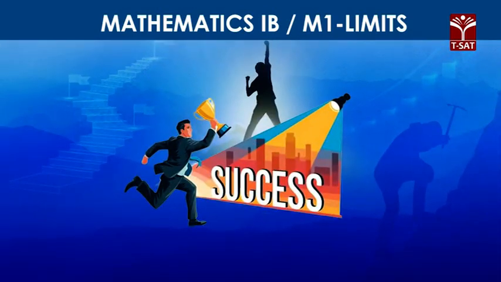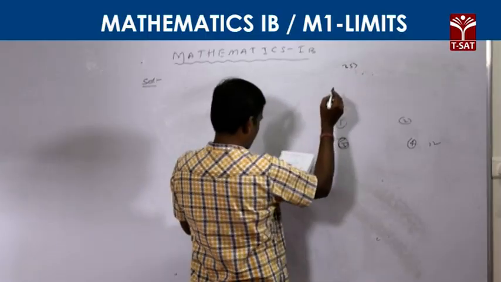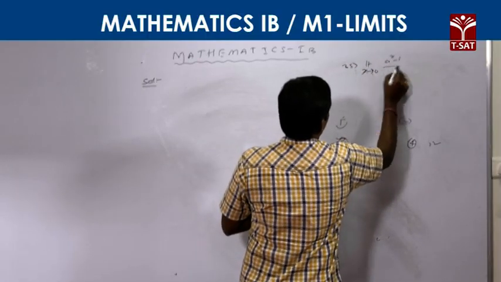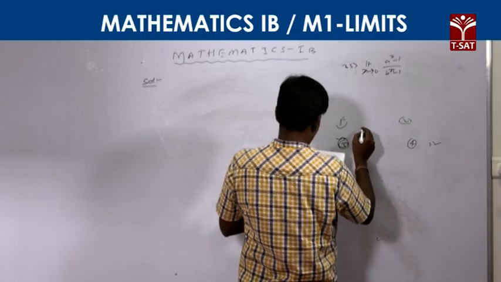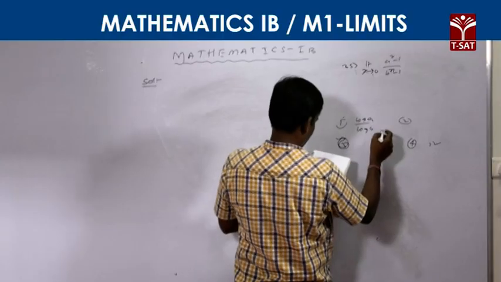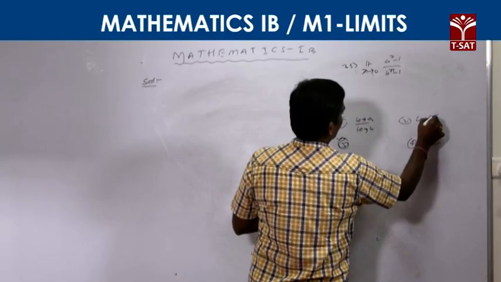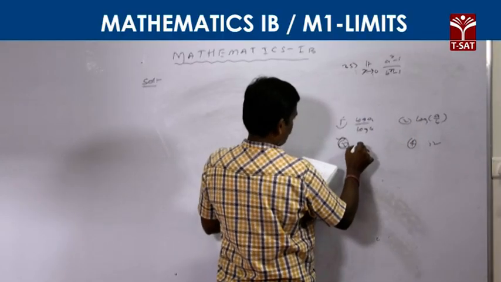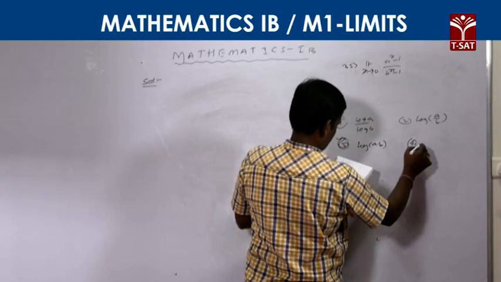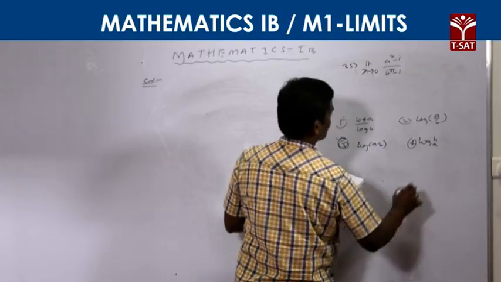Next question, 35th question. Limit x tends to 0, (a power x minus 1) by (b power x minus 1). Answer is log a by log b, log of a by b, log a minus b, log b to the base a.